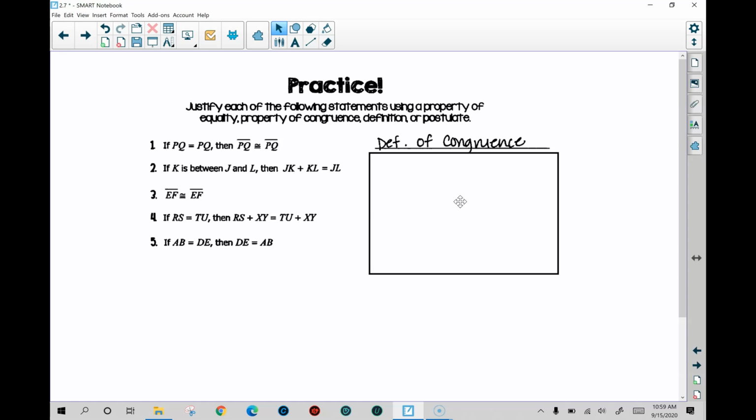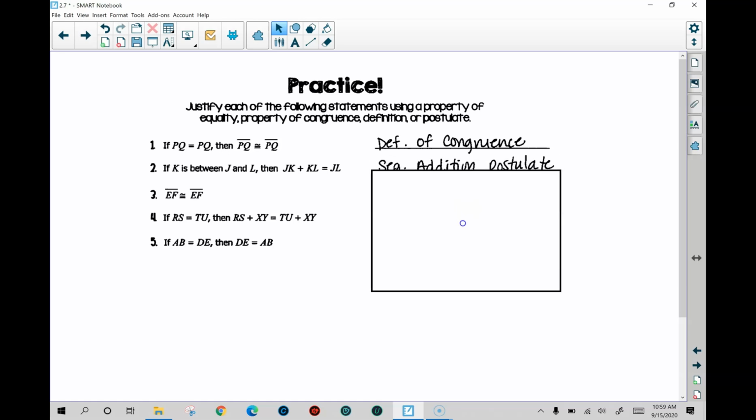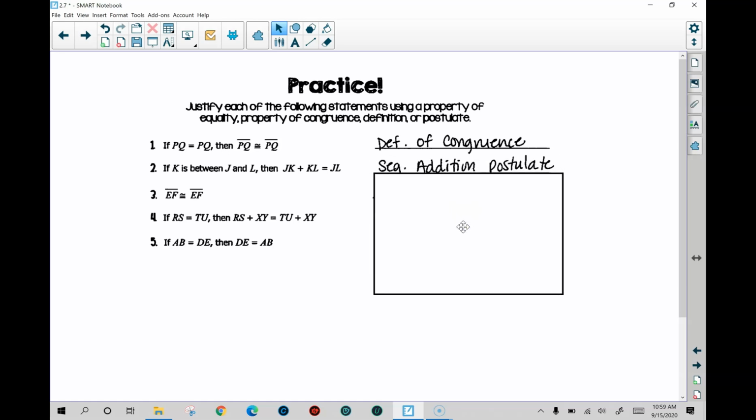If K is between JL, then JK plus KL equals JL. See how it says between, so kind of meaning like the middle? So that is going to be your segment addition postulate, all right? Because they're in the middle. You add the two pieces together, it equals the whole. 3, segment EF is congruent to EF.